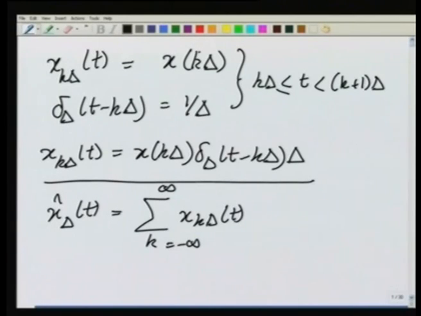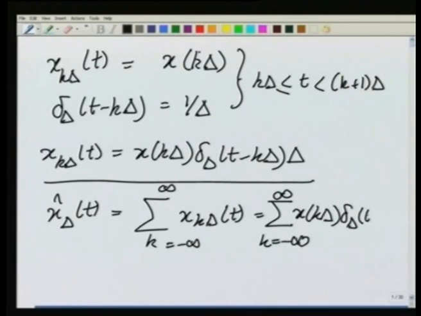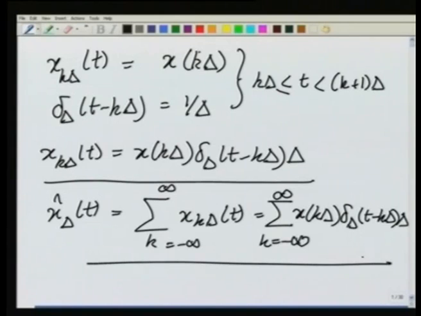This is what we know is valid, and now with our new information we can express this as the sum for k equals minus infinity to infinity of x k delta, delta delta t minus k delta, times delta. So, this is the expression we were looking for.